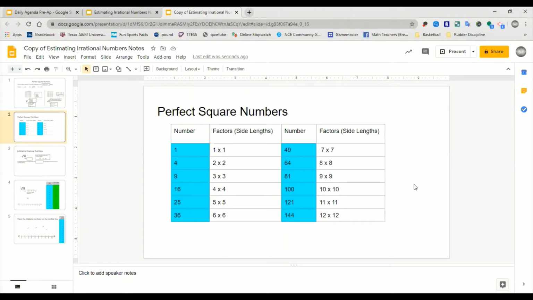So like if I had the number 10, it's not on here. Even though 10 is always a nice number, 5 and 2, there's no duplicate factor I can multiply by itself to make 10. Okay, so those are what we call the perfect squares.